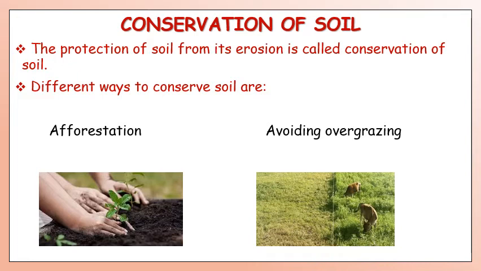Now, let us look at some ways of soil conservation. First is afforestation. Students, afforestation is the act of planting more and more trees to increase the forest cover. It is an effective method to control soil erosion.